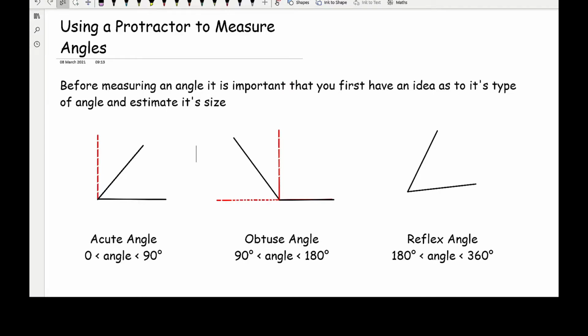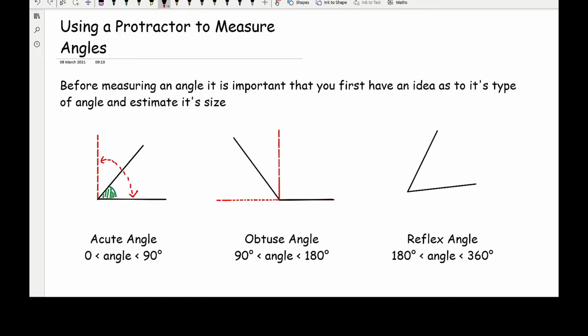So just to go over some of the basics, an acute angle is an angle that is between 0 and 90 degrees, exclusive of those two numbers. The reason it's exclusive is because 0 degrees would be just a straight line, so actually no angle, and a 90-degree angle would therefore be a right angle. So an acute angle is any angle between the red dotted line and one of the lines of the angle.